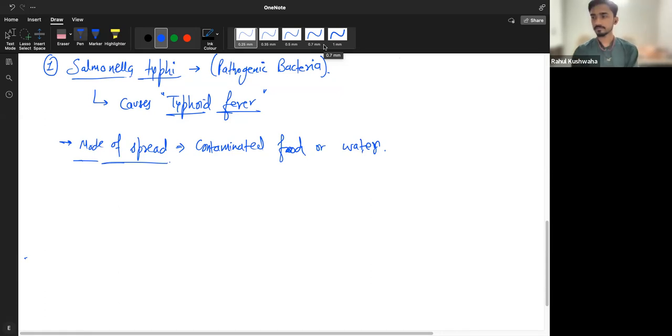So write down. Pathogens enter the small intestine and can also migrate to other organs through blood. The pathogen enters the small intestine and can also spread to other organs through blood, right?